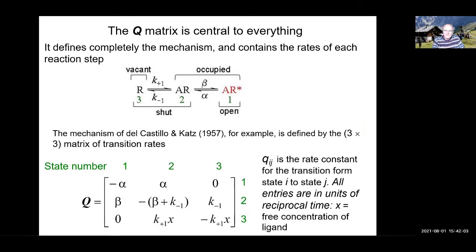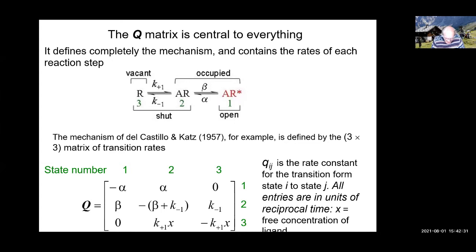More generally, the element of the Q matrix in the ith row and the jth column, Q subscript ij, is the rate constant for the transition from state i to state j. And all of the entries in the Q matrix have units of reciprocal time. So x is the free concentration of ligand, which multiplies the association rate constant so that they're in units of reciprocal time.